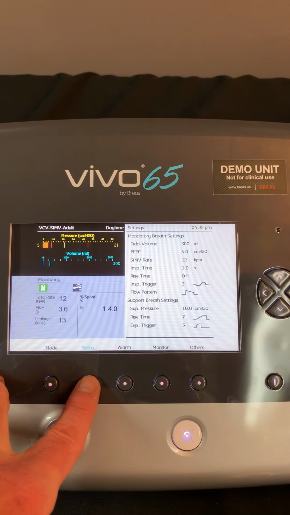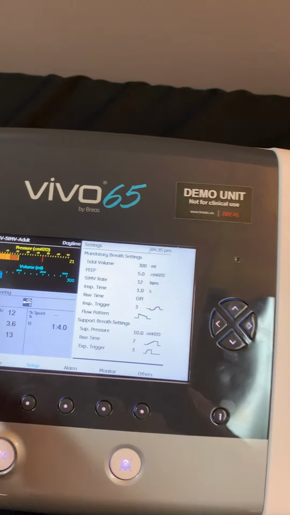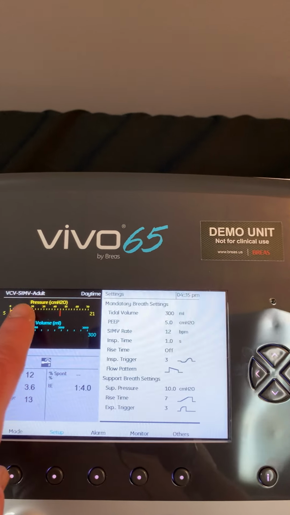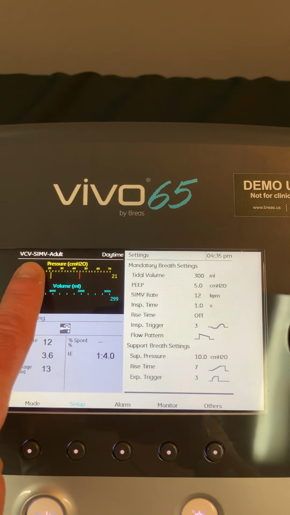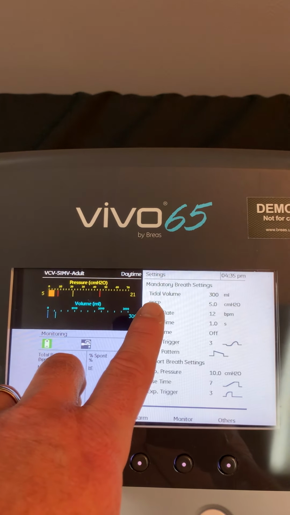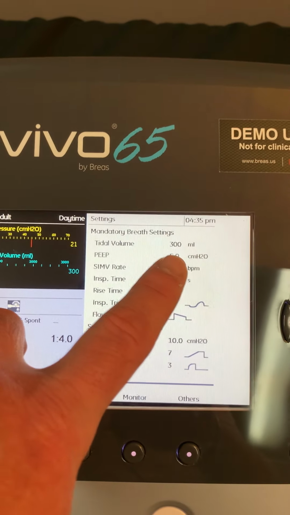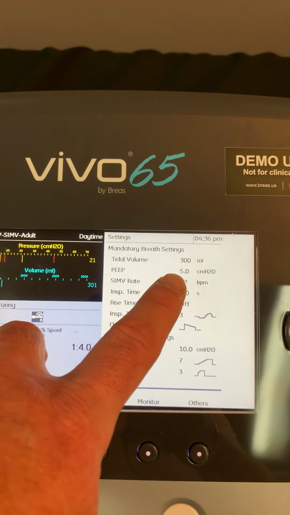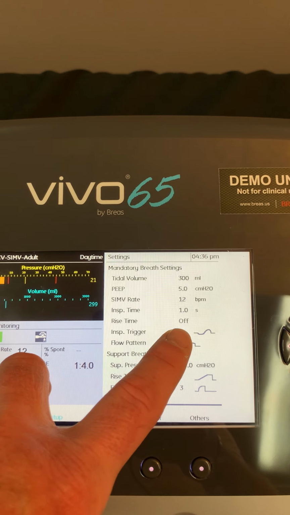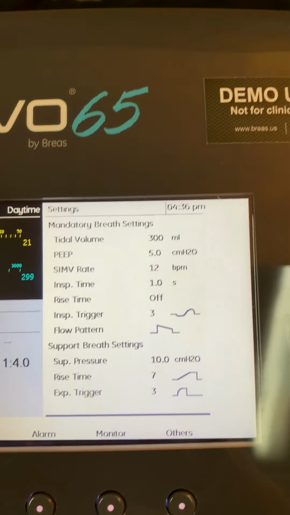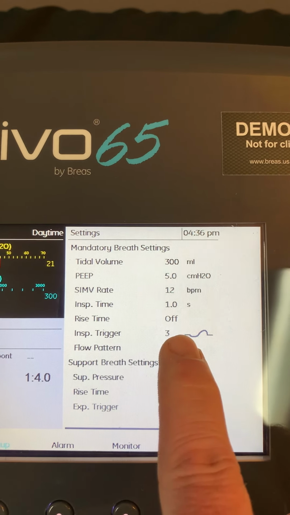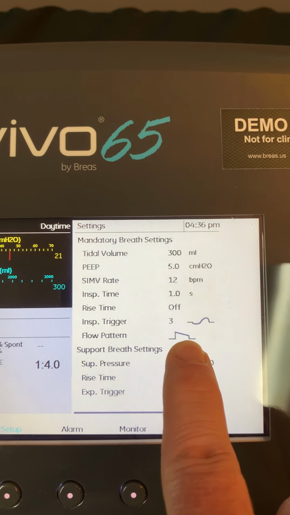So if I hit my setup, this is going to take me to my settings, and all the settings that you see here on your settings screen are going to be related to the mode of ventilation that you're in. So currently my settings for volume SIMV, I have a tidal volume set at 300. I have a PEEP of 5, SIMV rate of 12. My I time is at 1 second, and I have a rise time currently set at off. Inspiratory Trigger is at 3, and I have a flow pattern of descending ramp.